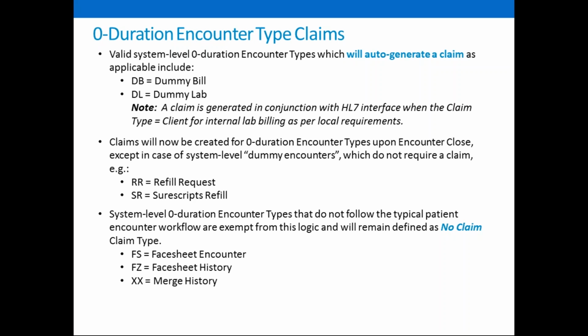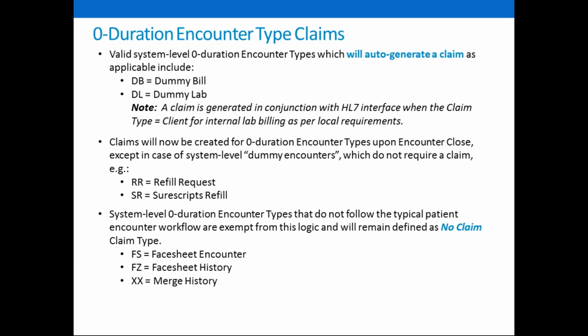So these second and third bullet points on the slide are just informational. Usually you don't visually see these encounter types, but if you do for whatever reason, these are not subject to create claims. Any other encounter type with a zero duration, however, does now have the ability of creating a claim.